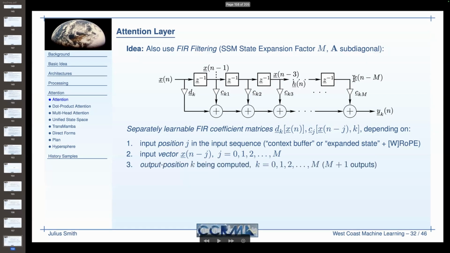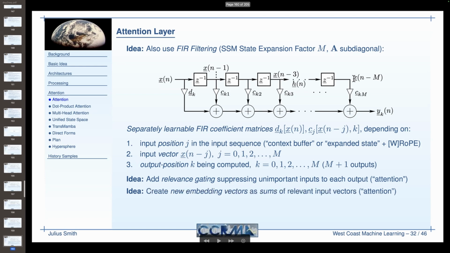Okay, so we've got our input vector at position J in the context buffer. We have output position K. And so the idea is, let's add relevance gating. So we know how important gating is from our experience with the feedback associative memory thing. You've got to gate unimportant inputs. You've got to reset the feedback. You even want to gate the output when the whole layer is not worth anything, and let the skip connection just take it to the next level. So the idea then is that we'll add the gates, and that's a component of attention. That's part of the story.